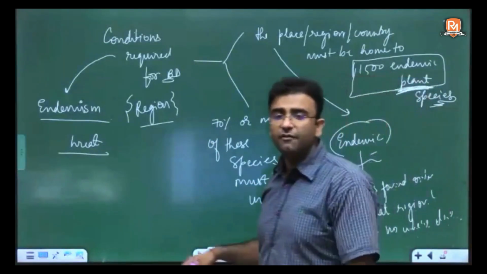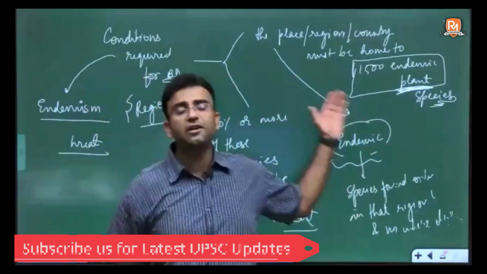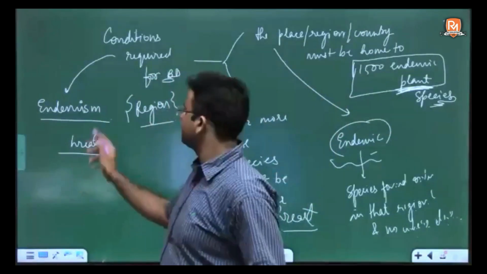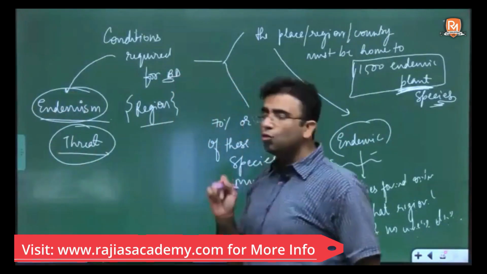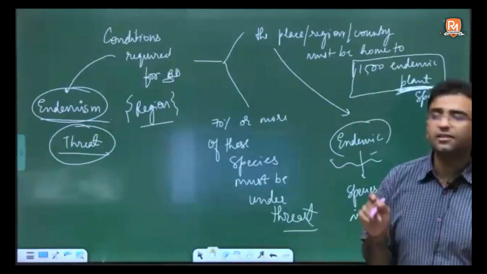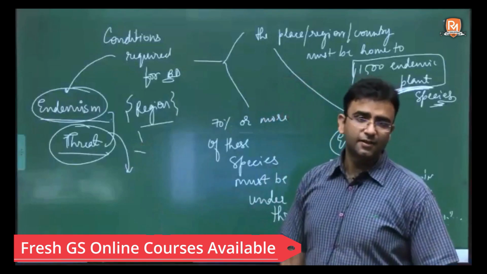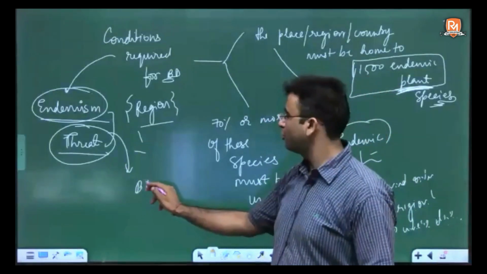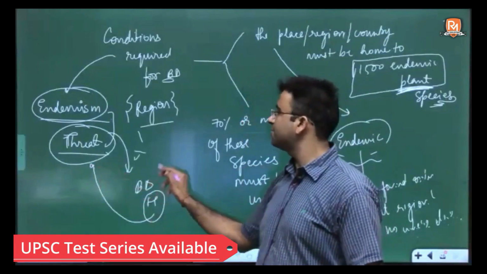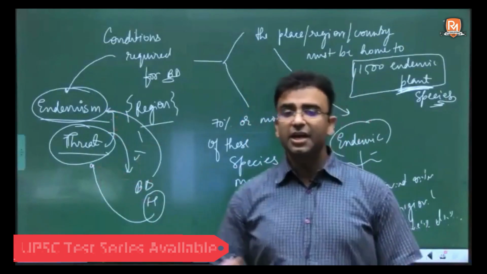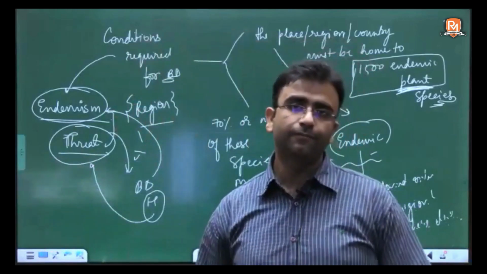And it must have at least 1,500 endemic plant species. So endemism and, second, threat: these are the two characteristic features that are necessary for a region, country, or area to be designated as the biodiversity hotspot. So hotspot is related to threat, endemism is related to biodiversity. Now the question is, why are animal species not included here?